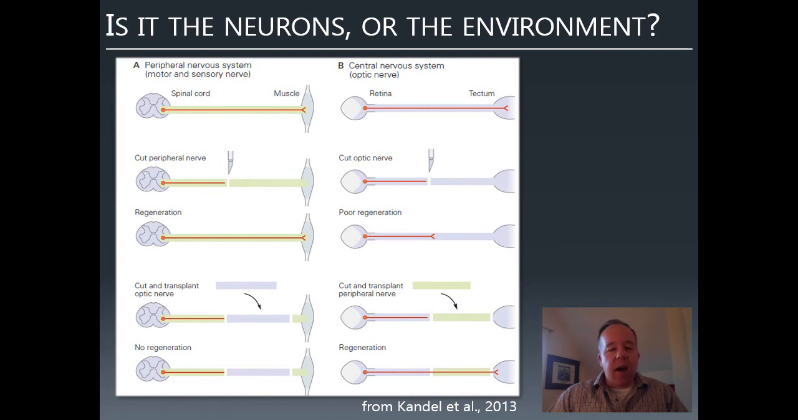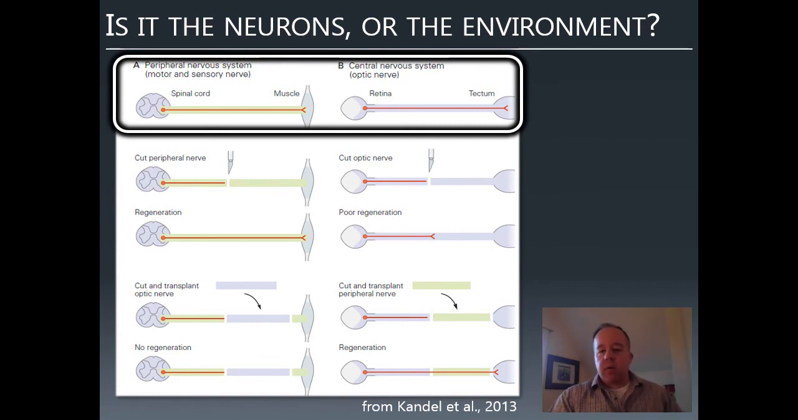And so it's not the inherent properties of the neurons themselves. The neurons themselves are normal neurons. They will regrow if you let them. It's something about the environment, the myelin, the mixture of glia. And so this was a critical experiment in understanding that it's the environment and not the neurons that makes the difference between the CNS and the PNS healing itself.